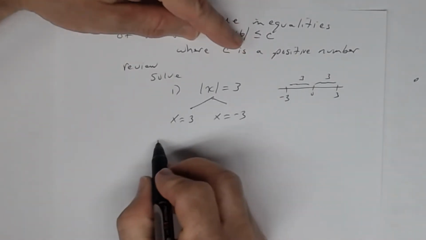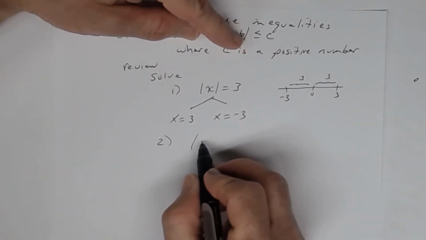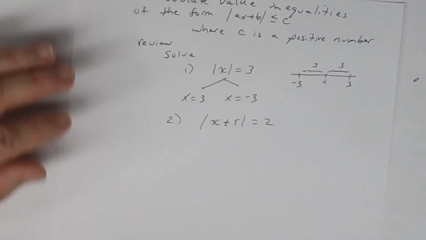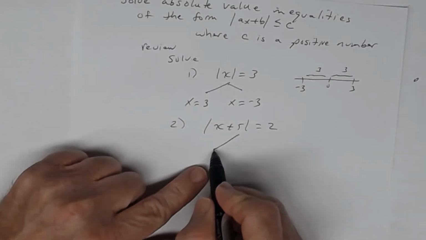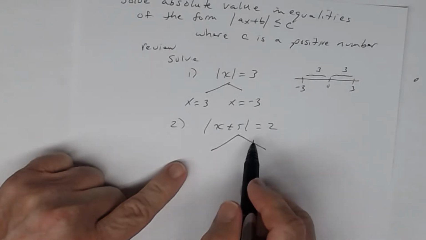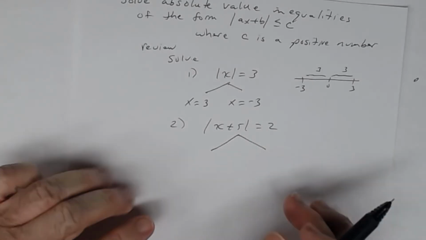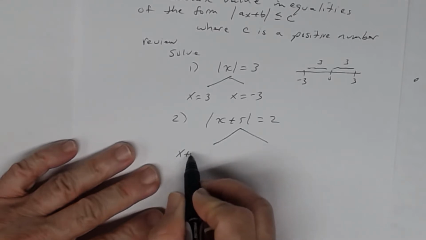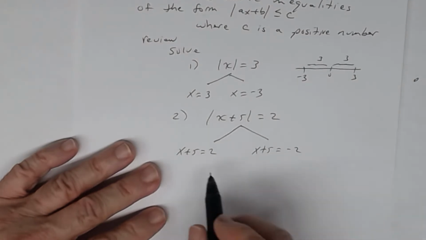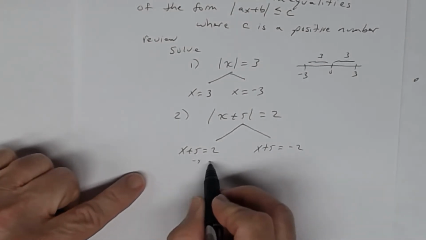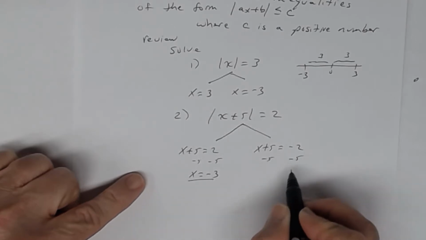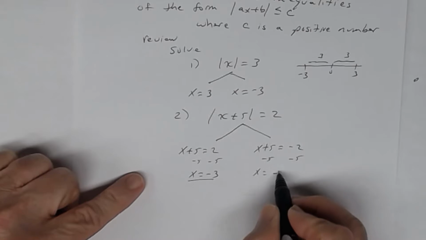All right. Then we looked into something like this. If you have, let's say, the absolute value of x plus 5 is equal to 2, same idea. You're going to break it apart into two linear equations. In this case, you would say x plus 5 is equal to 2, and then x plus 5 is equal to negative 2. And then you would solve these linear equations. So we subtract 5 from both sides. One of your solutions is negative 3. And over here, subtract 5 from each side, and you get the other solution to be negative 7.